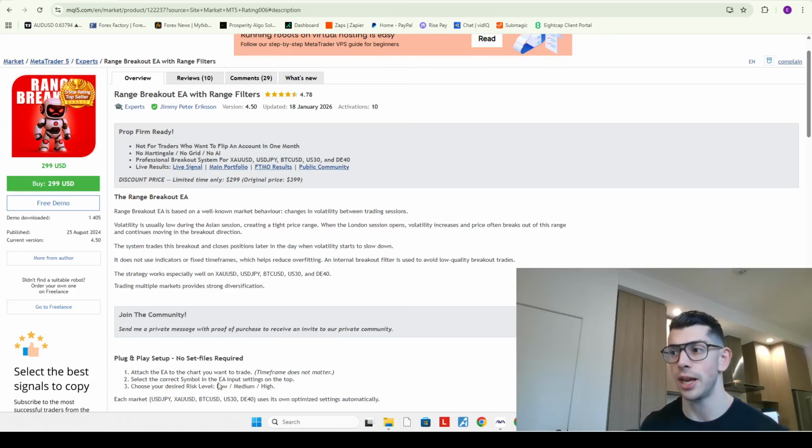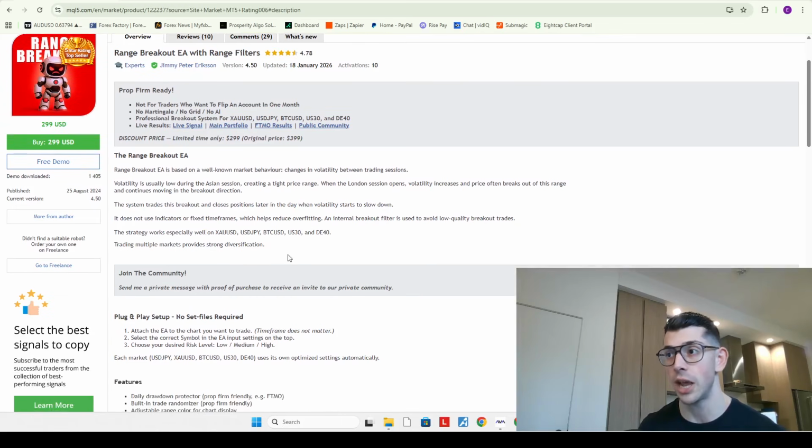What we can see is that this particular bot trades gold, dollar yen, Bitcoin, US 30, and DE40. So all of these assets are probably the best that you can possibly run on opening range breakouts, just because you have sufficient volatility and low enough spreads for this style of system to work. So yeah, that makes complete sense. He's not using indicators or fixed time frames.